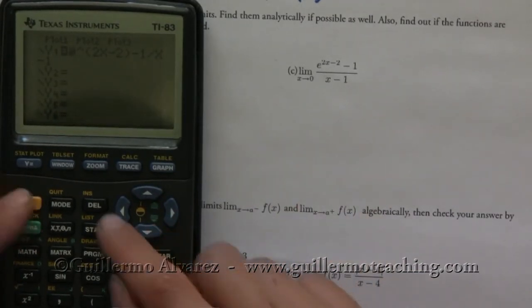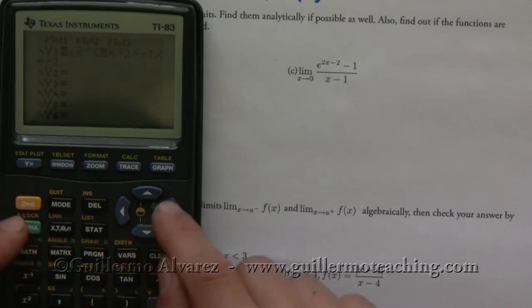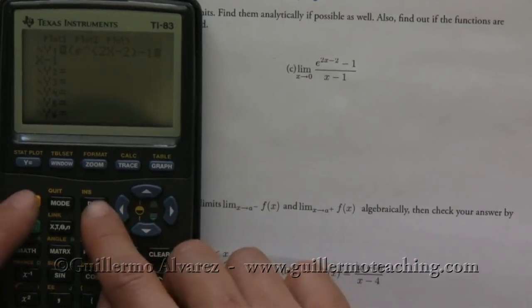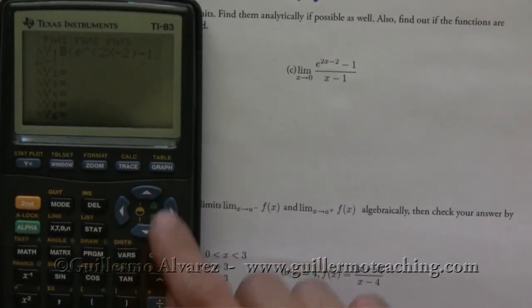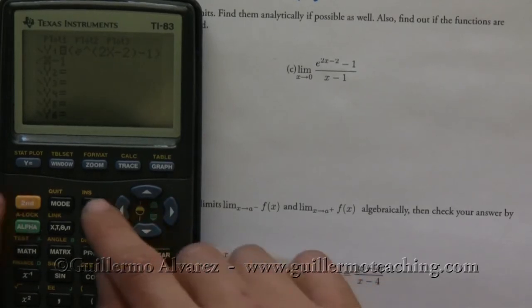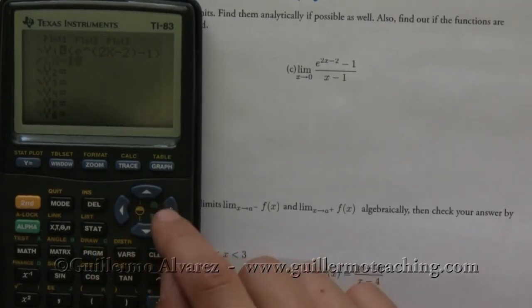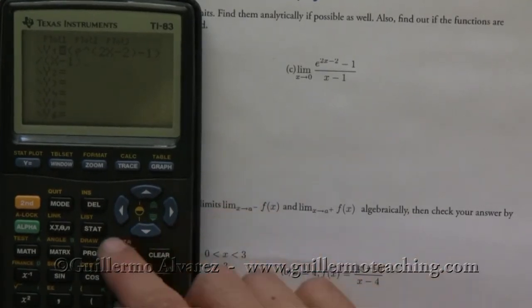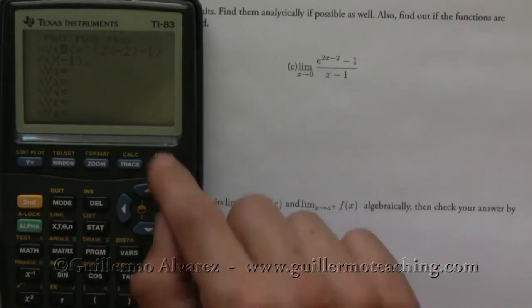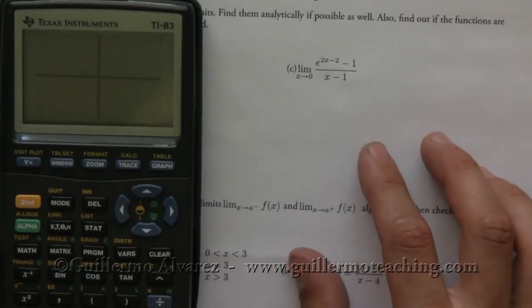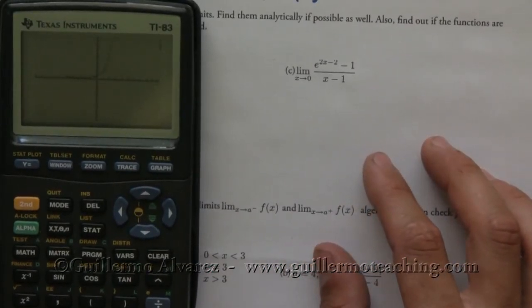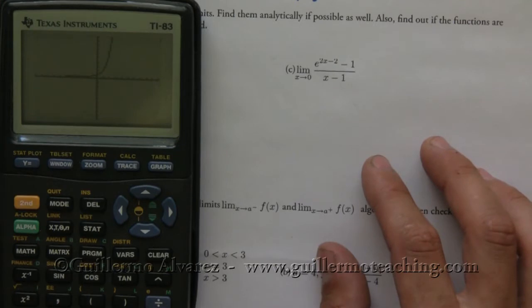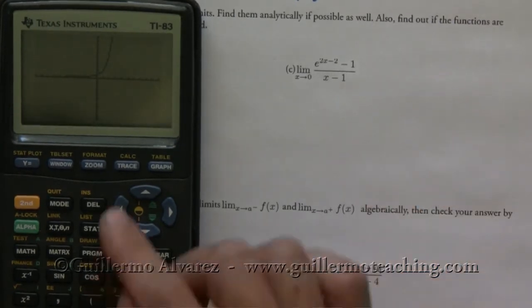Okay, so let me insert parentheses here on the numerator. Now make sure you press insert so that you don't erase the other stuff that you had. So insert parentheses, insert, actually that one I didn't have to. But this produces a much different picture than the other one. So you got to be careful with that. Make sure you put your parentheses. Okay, so let's go back.